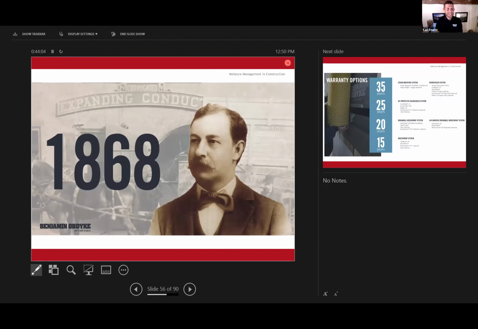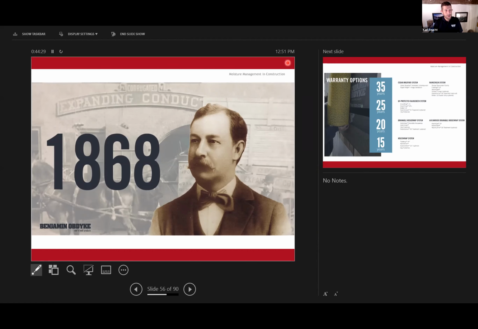We've been around since 1868. So we've been in moisture management for 150 plus years. And the way we got our start as a company was by holding the original patent for the corrugated downspout. So we've always been about managing moisture in one way, shape, or form. And for about 130 years, we were pretty much a metal company. And those are the products that we used to manage moisture.